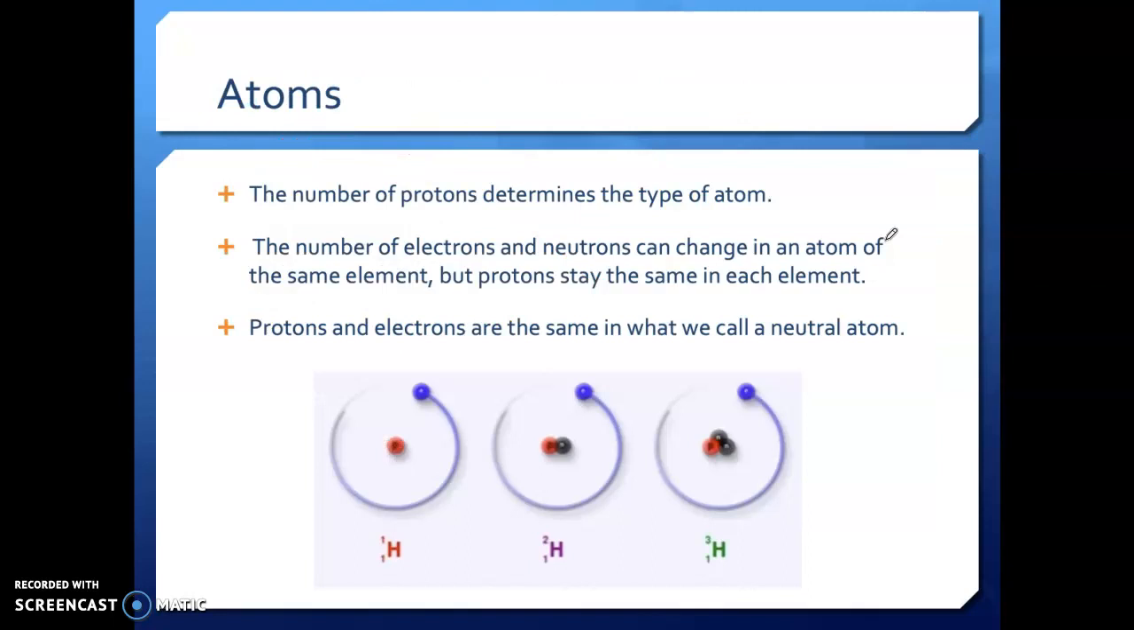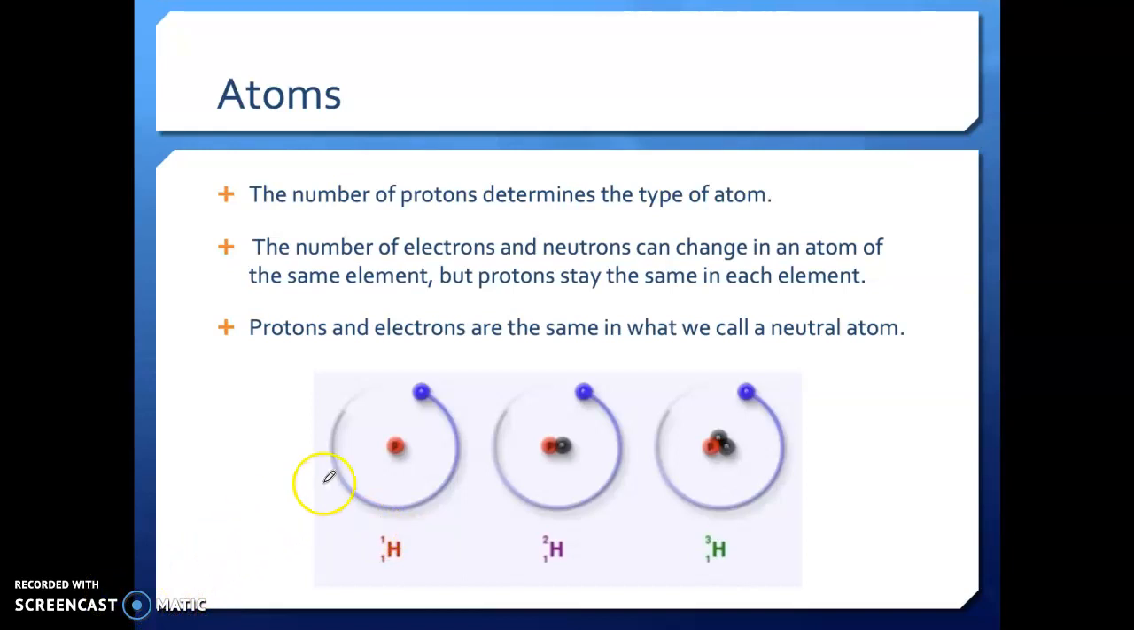Okay, so let's talk about some generalities from the atoms. So here, the number of protons determines the type of atom. So you have 1 proton, 1 proton, 1 proton. Notice they're all hydrogens. Okay, but some of them, I have 1 neutron and 2 neutrons. That changes the mass. 1, 2, 3 is the mass. 1, 2 is the mass. Or 1 is the mass, and that's the top number here. We call that the mass number.